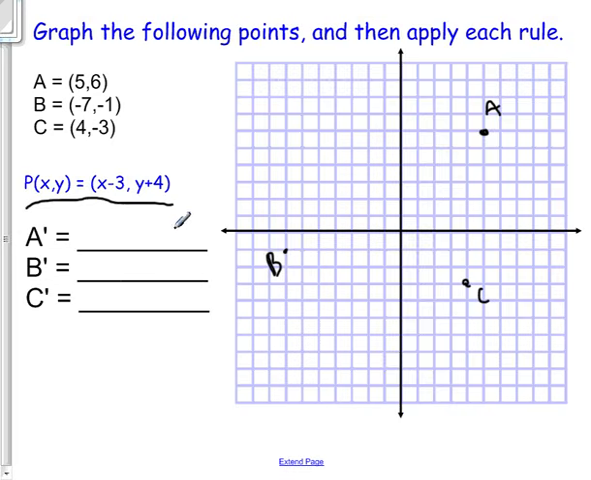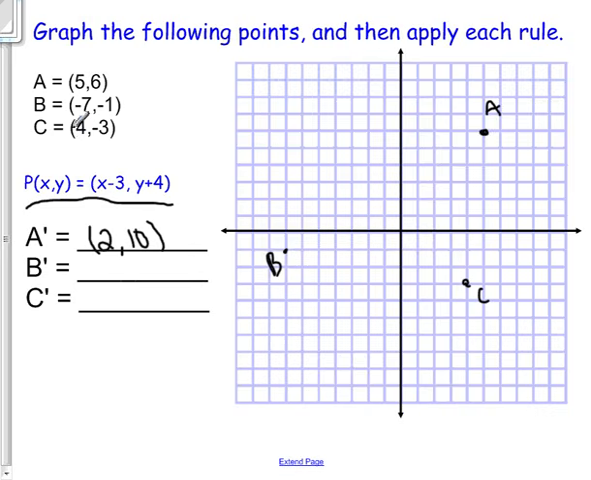Alright, so what this is saying right here, P of (x, y) equals (x - 3, y + 4). This is saying you take every (x, y) and you subtract 3 from the x and add 4 to the y. So let's do that with these numbers up here. We have (5, 6), so we're going to take 3 away from the 5. So 5 minus 3 is 2. And then to the 6, we're going to add 4. So 6 plus 4 is 10. So our A prime, our new A point, is going to be (2, 10).